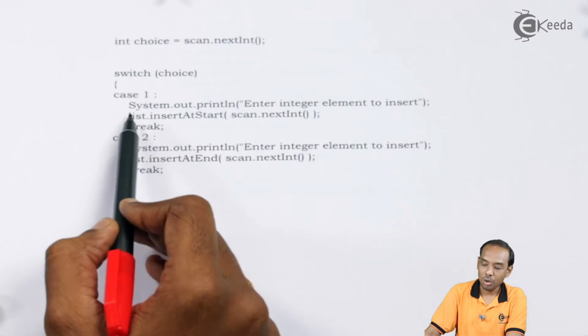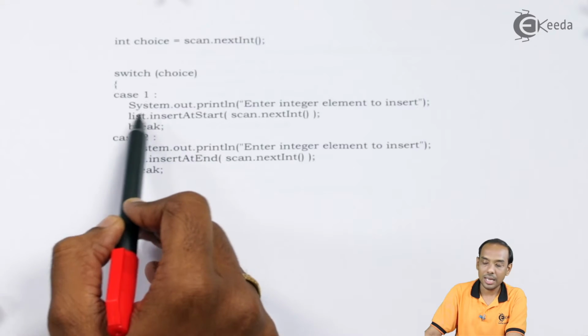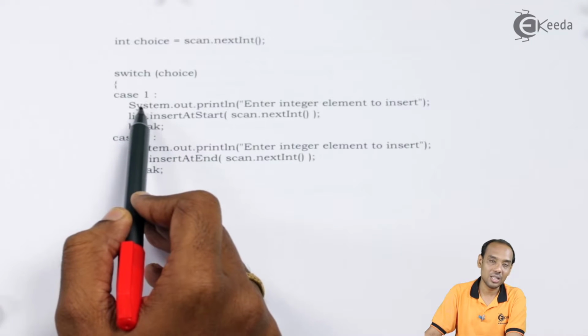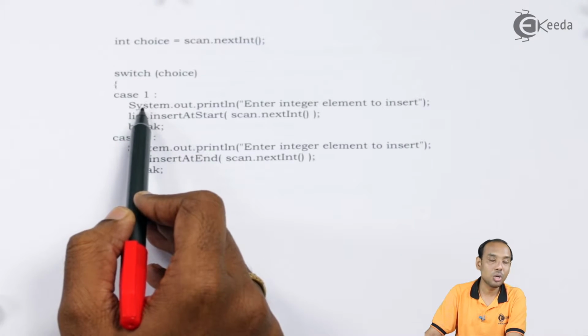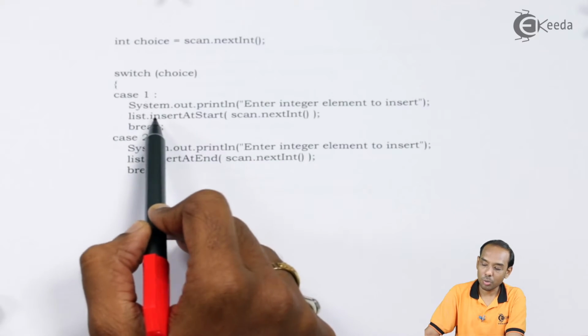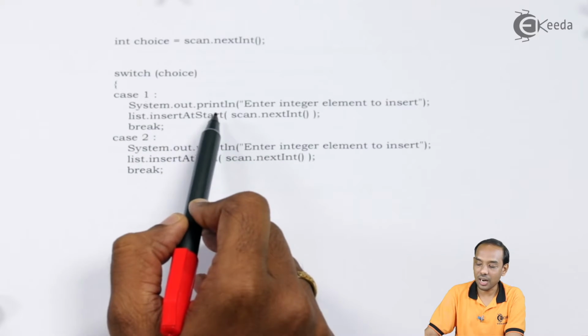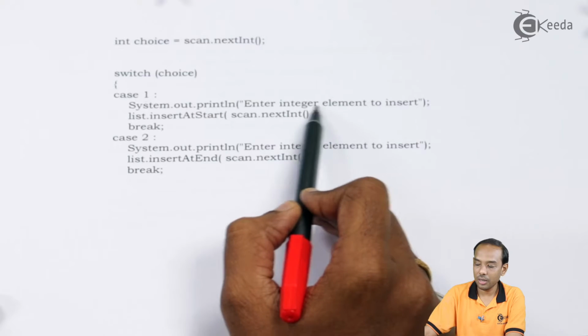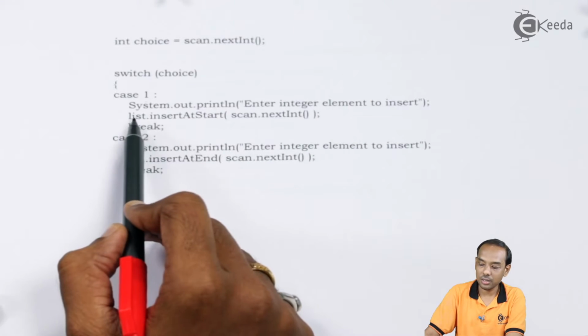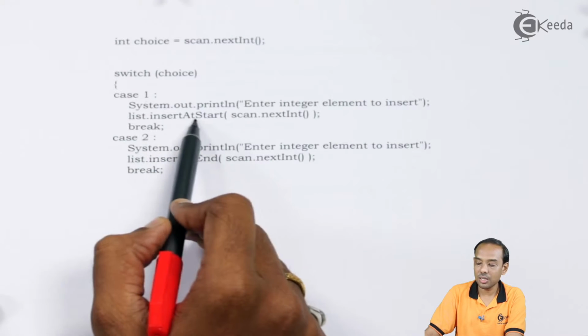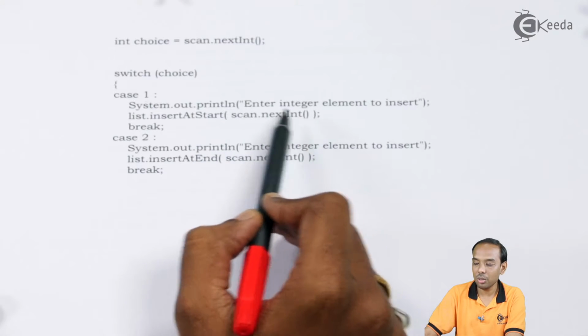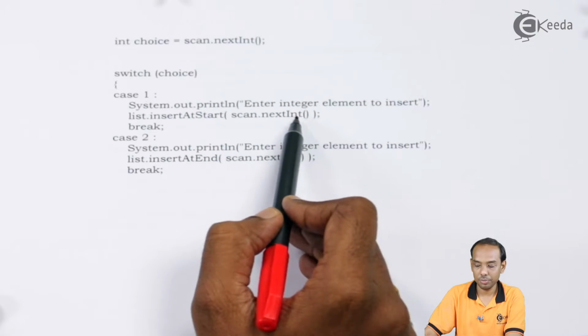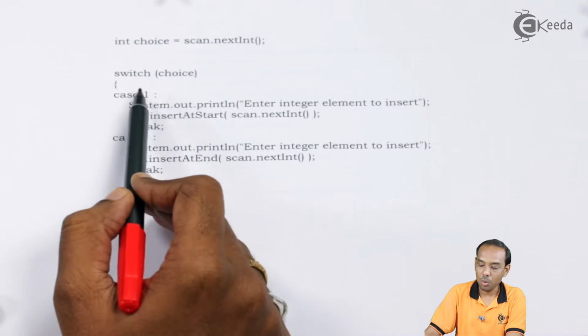In that case, whose object are we going to call? I'm going to call the list object, which is the object of the linked list class, that is your doubly linked list. Okay, so I'm going to call the function called insert at start. Since an integer element is to be inserted there, I'm going to say list dot insertAtStart and get the values from the user. So scan dot nextInt. Okay, this is your case number 1.